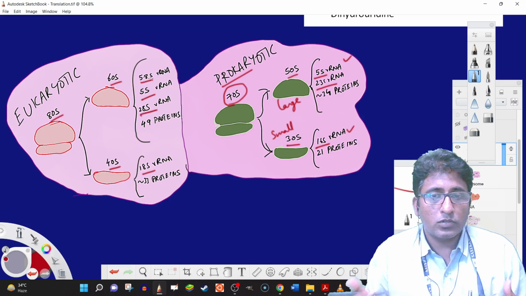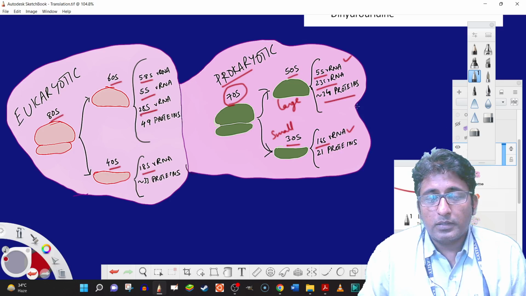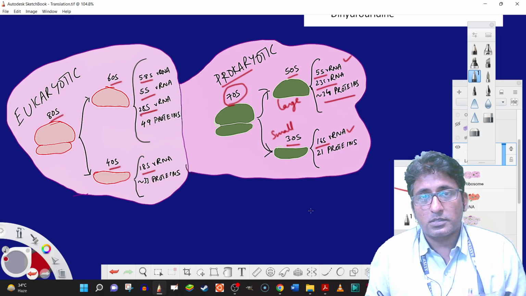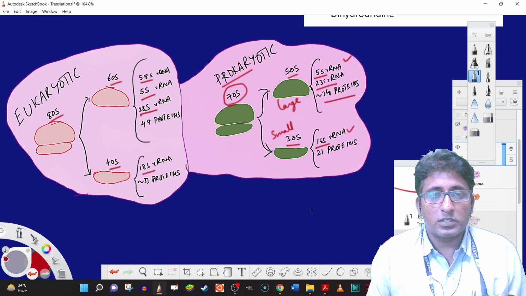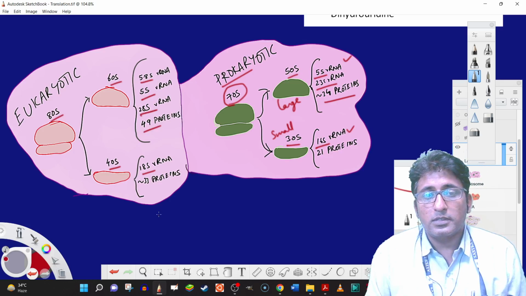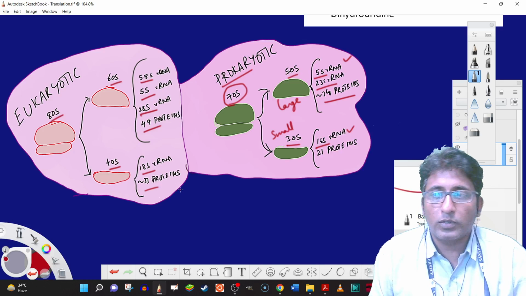Associated with these, they also have a large number of proteins. There are approximately 34 proteins associated with the large subunit and 21 with the small subunit in prokaryotes. In eukaryotes, we have 49 proteins in the large subunit and approximately 33 proteins in the small subunit.